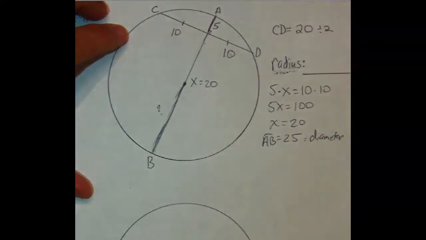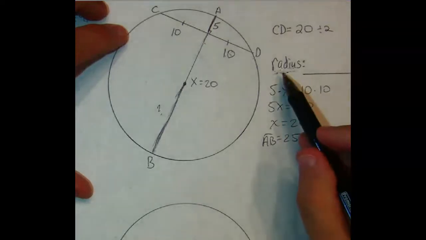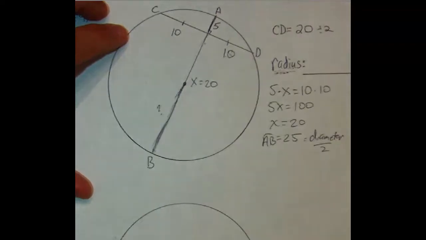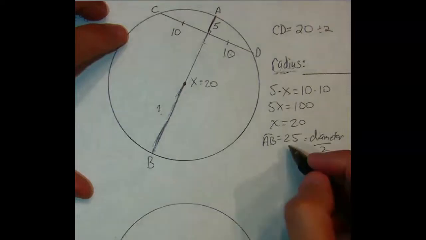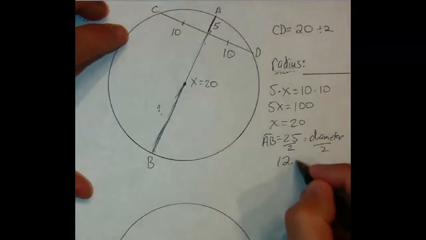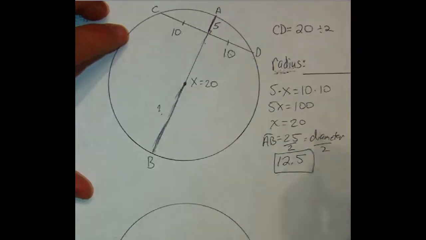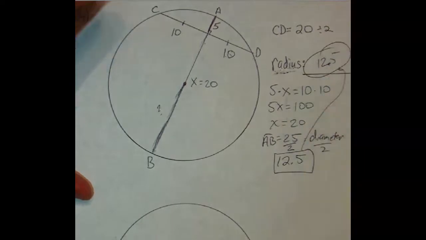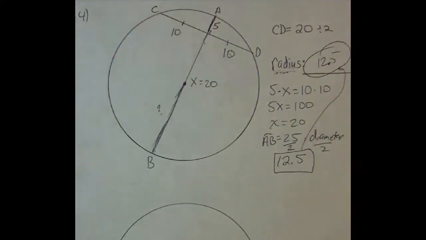Now, of course, I don't want the diameter. I'm looking for the radius. Remember, to find the radius, you divide the diameter by 2. So radius is equal to diameter divided by 2. 25 divided by 2 is 12.5. And there's your radius. So please be careful, number 4.